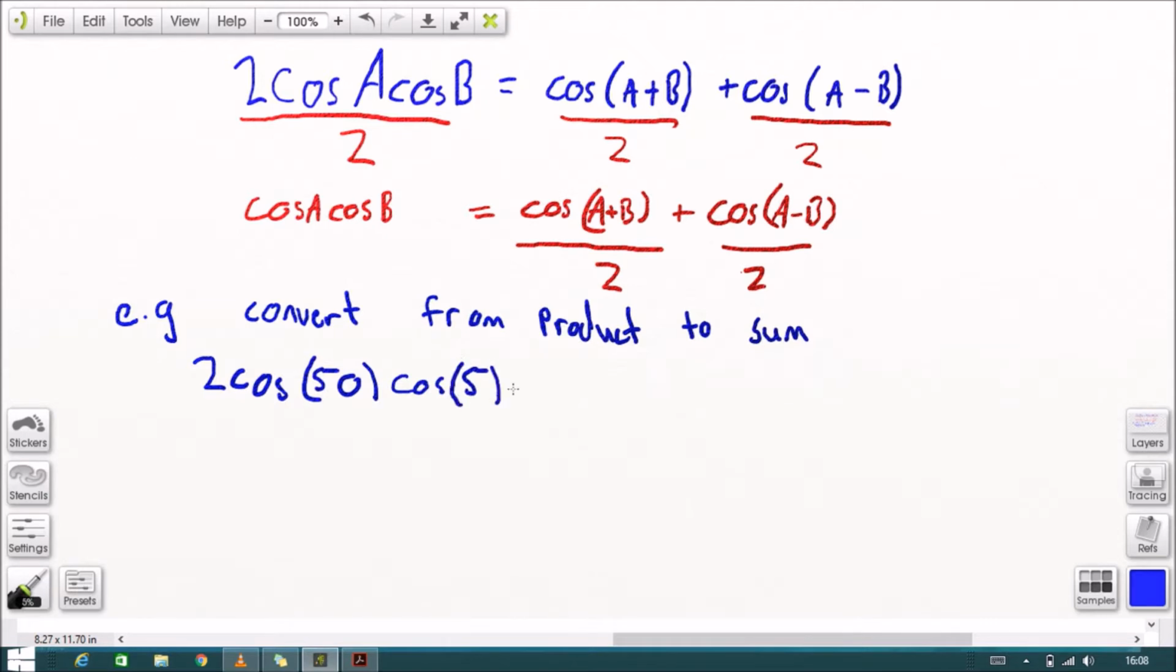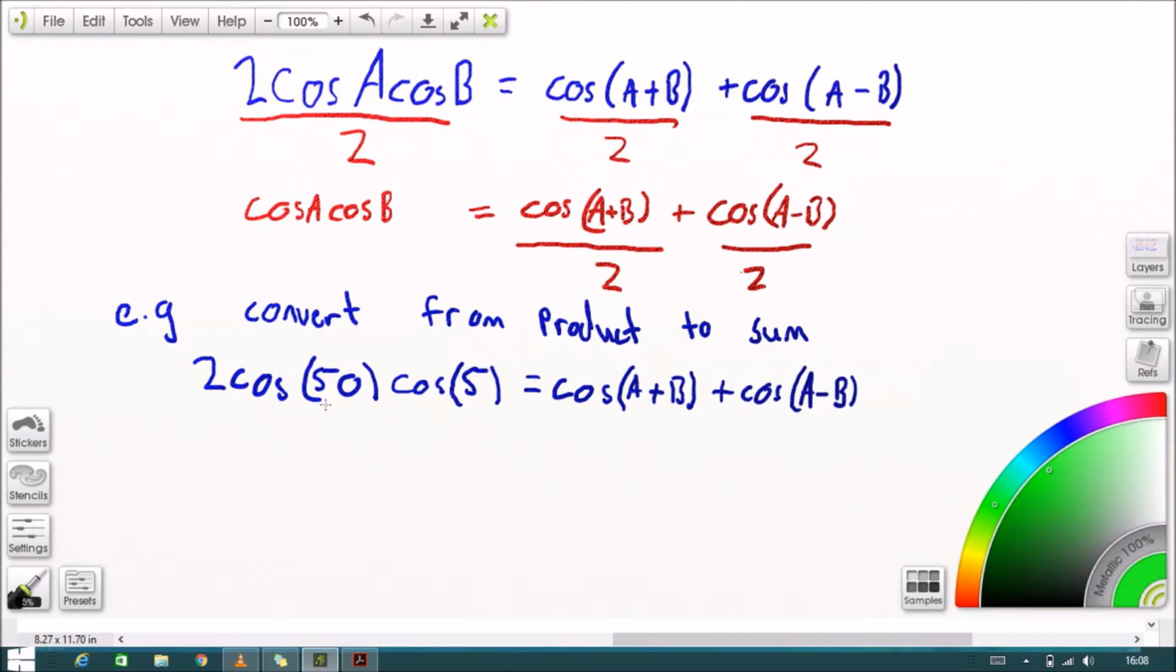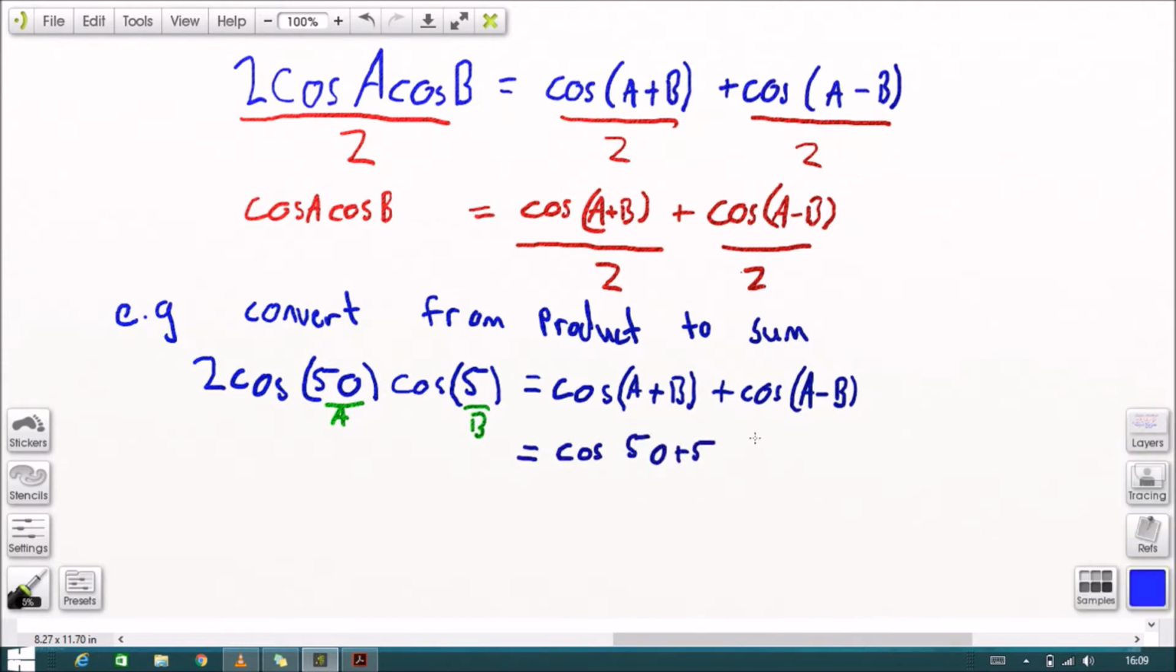So to convert this example from product to sum, for instance, if I've got 2 times the cosine of 50 degrees times the cosine of 5 degrees, then here's my formula. Identify A and B. A is 50 degrees and B is 5. Then that leaves me with cosine of 50 plus 5 and cosine of 50 minus 5, which simplify to cosine of 55 degrees plus cosine of 45 degrees, which can be evaluated separately.